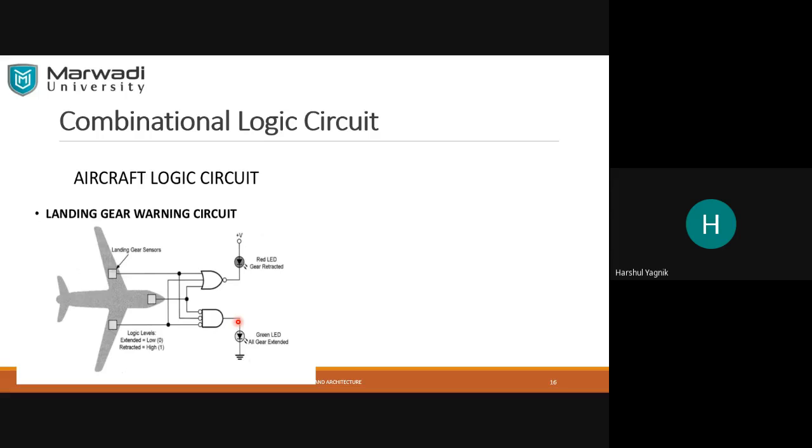Logic 1 meaning, let us say, plus 5 volt. So here an LED is connected, cathode is connected to ground, anode will get some 5 volt, so the LED will emit, indicating that gears are extended. So this is a circuit whose output depends on present inputs only. Sensor data is an input, logic levels which are set, and the signal coming from the pilot.